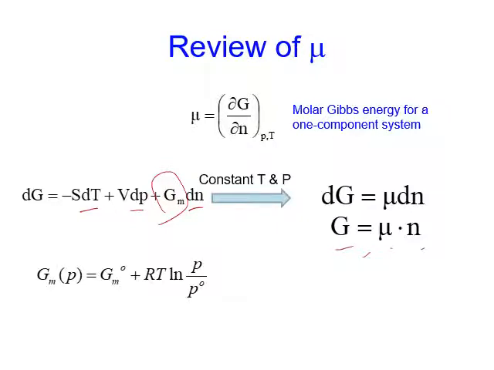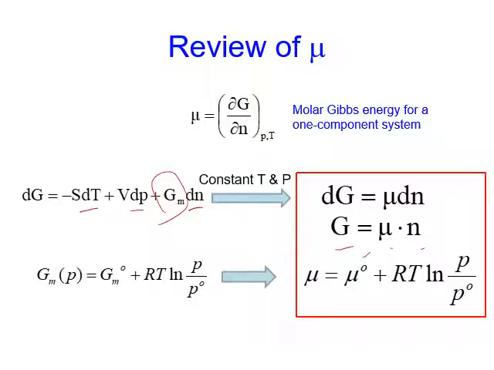Because molar Gibbs energy is the standard state molar Gibbs energy plus RT ln(P over 1 bar), chemical potential is therefore the standard state molar Gibbs energy plus RT ln(P over 1 bar). And these are the important equations that we are going to see again in later parts of this chapter.